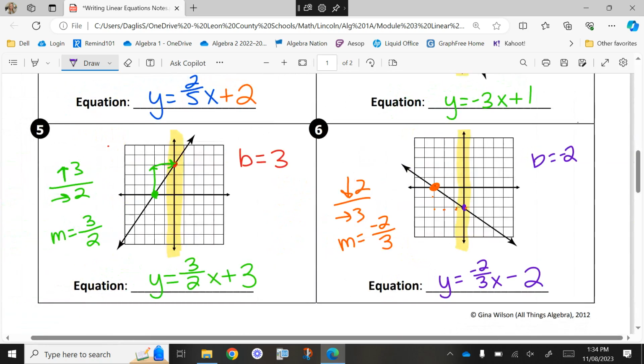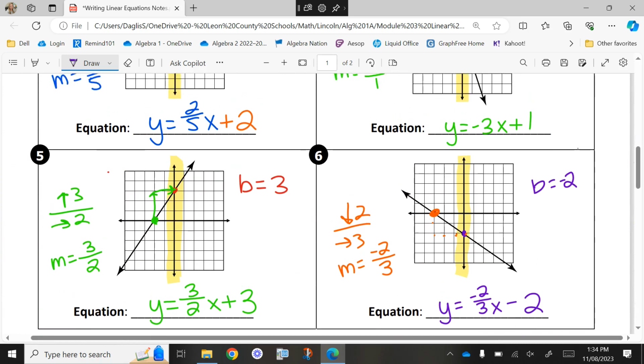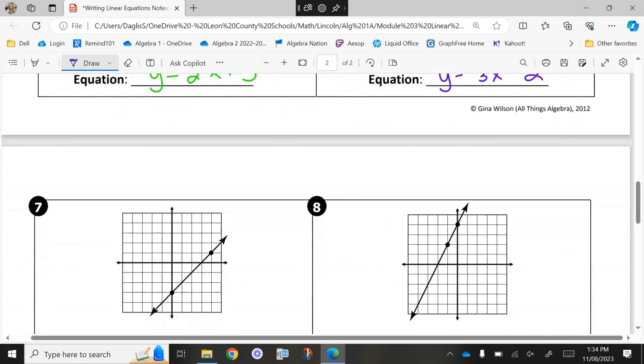All right. Questions about anything from the first 6? Okay. Moving on to the back.